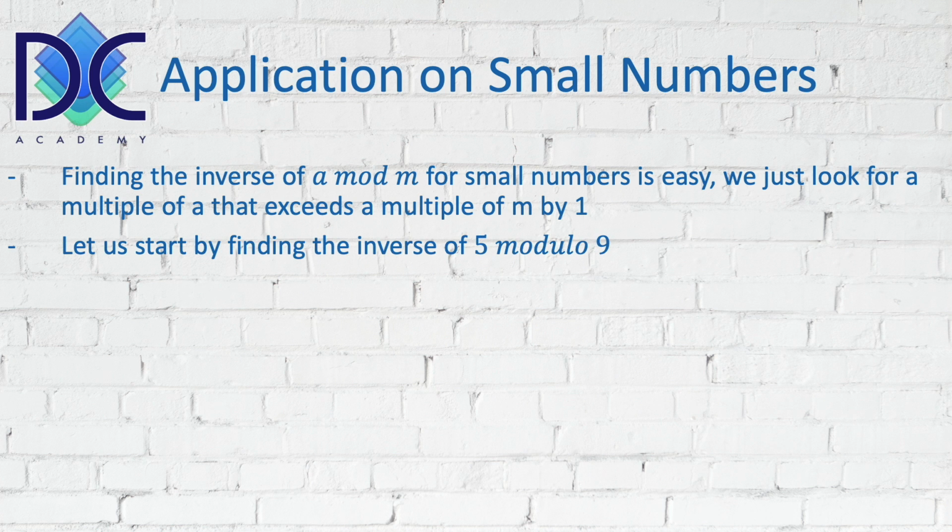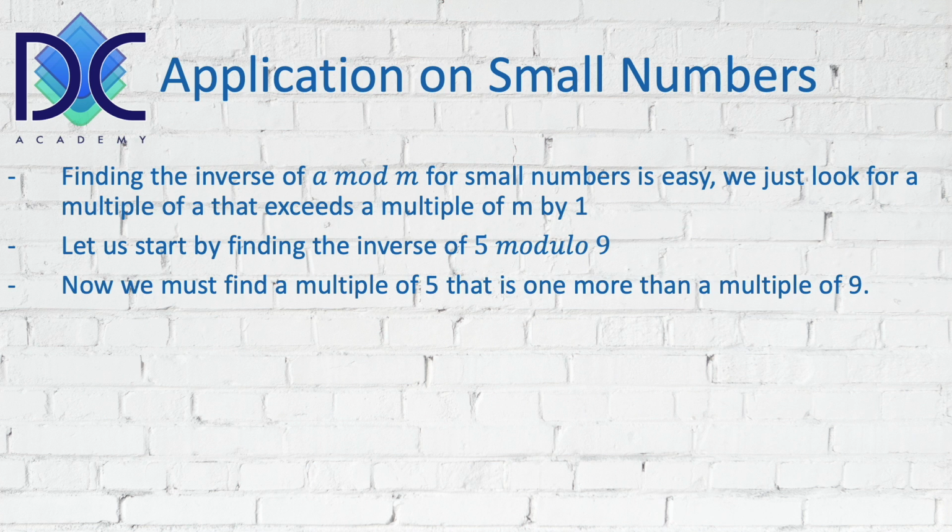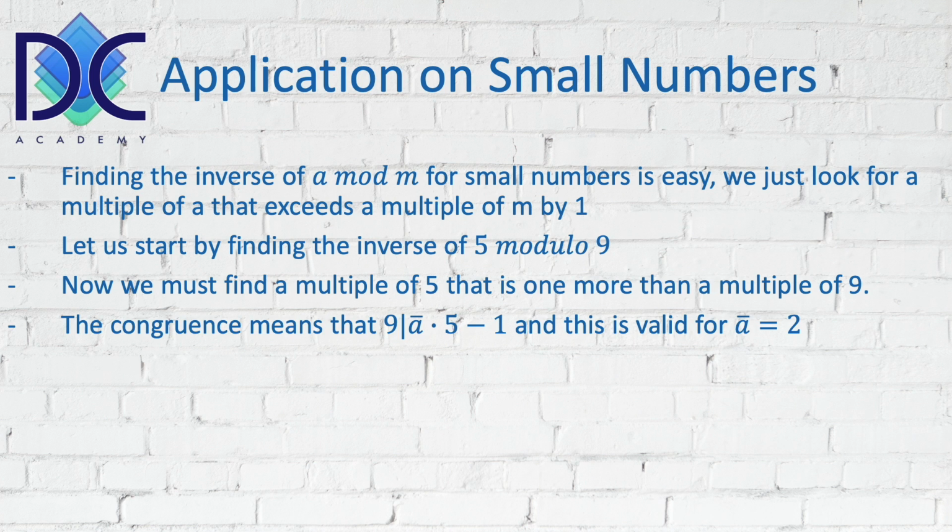Let us start by finding the inverse of 5 modulo 9. We must find a multiple of 5 that is 1 more than a multiple of 9. When we have the congruence, we can say that 9 divides ā, the inverse of a, times 5 minus 1.